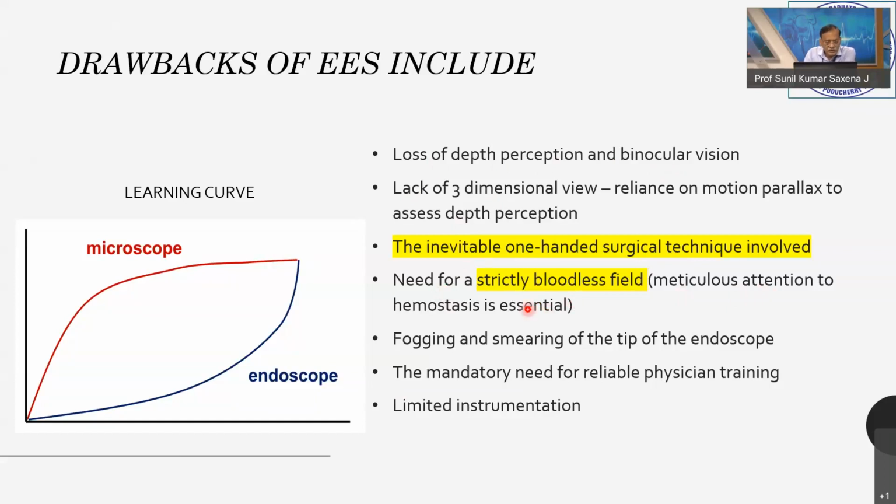In the beginning, yes, we find difficulty with bleeding, but with practice, you keep on learning all those tricks and you will be able to achieve the hemostasis. Third, fogging and smearing of the tip of the endoscope.